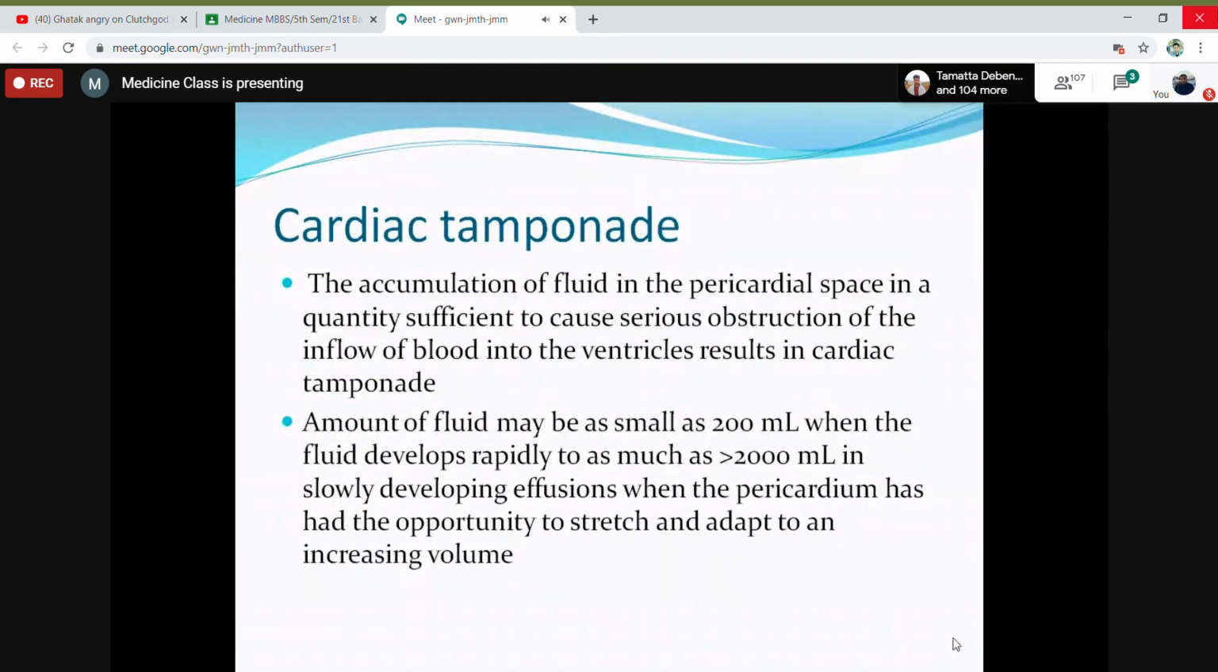in the pericardial space in quantity sufficient to cause serious obstruction of the inflow of blood into the ventricle, resulting in cardiac tamponade. Okay, so it is not necessary that the amount should be very large. If it develops very rapidly, only 200 ml of fluid may be sufficient to develop cardiac tamponade. The amount of fluid may be as small as 200 ml when the fluid develops rapidly, and as much as more than 2 liters in slowly developing effusion when the pericardium has had the opportunity to stretch and adapt to an increasing volume.